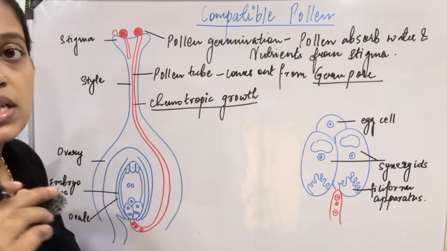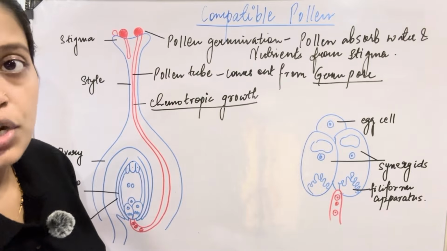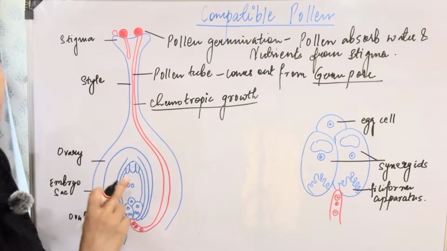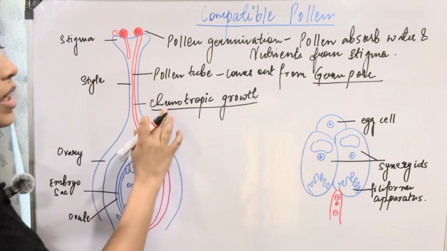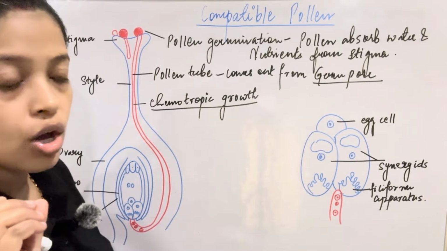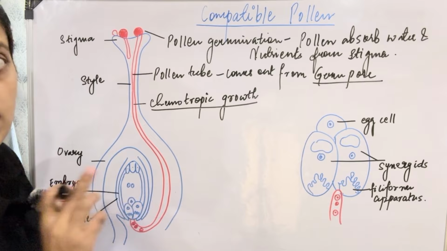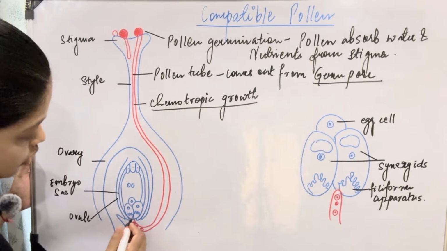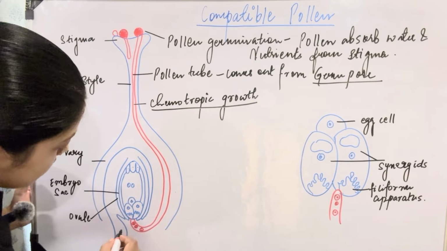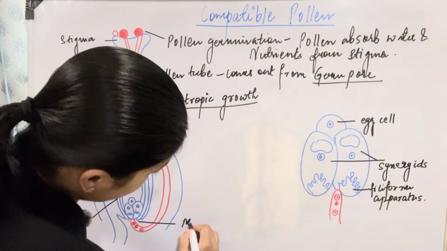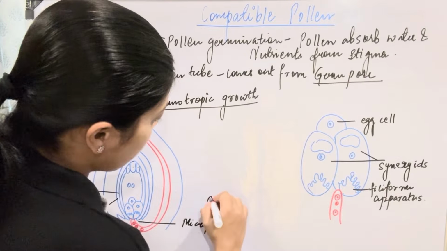These chemical signals from the ovule guide the pollen tube for its entry inside the ovule into the embryo sac. Remember, it is the chemical signals, so it is chemotropic growth. Now it enters. I have made the structure of the embryo sac. This end is called the micropyle. If the pollen tube enters through the micropyle, it is called porogamy.